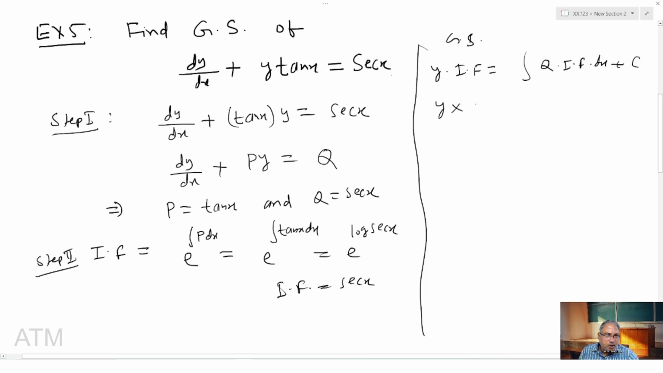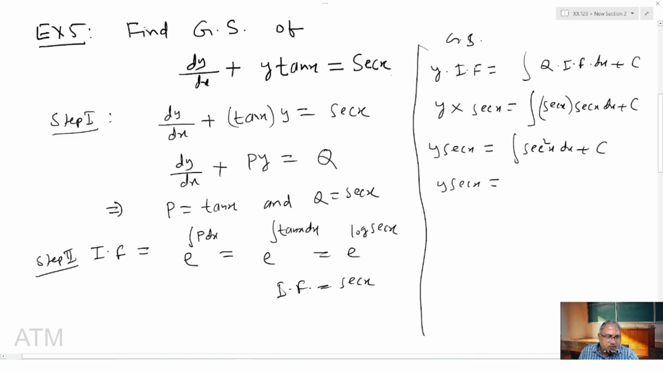y times the integrating factor, that is sec x, and Q is sec x, and the integrating factor is sec x, with respect to x plus c. So y sec x equals the integration of sec square x with respect to x plus c. So y sec x equals tan x plus c. This is the required general solution.